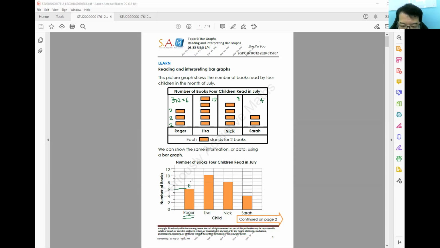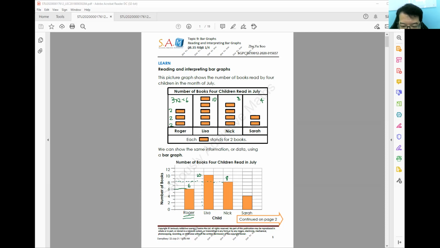All right. What about Lisa? So if you count based on the scale, 1, 2, 3, 4, 5, 6, 7, 8, 9, 10. So that's 10. Right? And for Nick, that's 8. Can you see the line? Let me show you the line. 8. Right? It's 8.